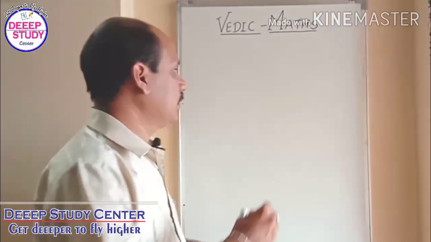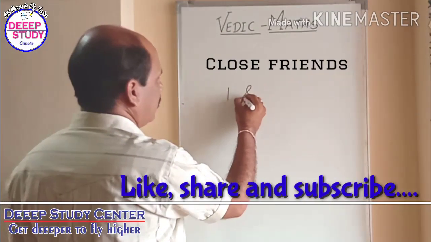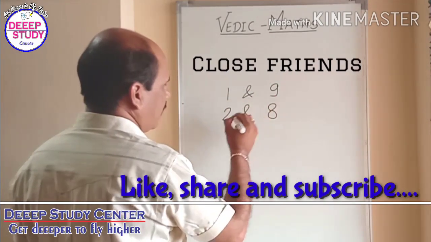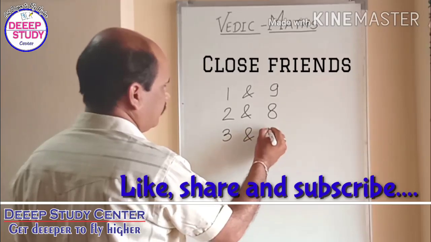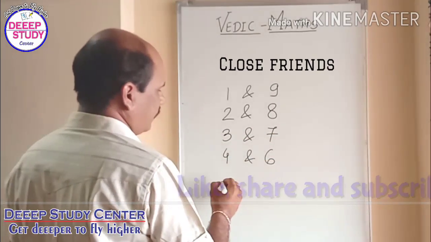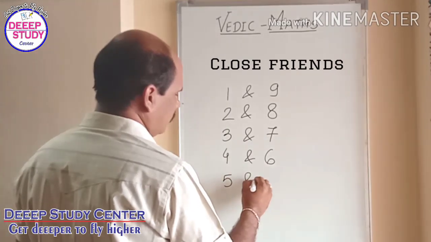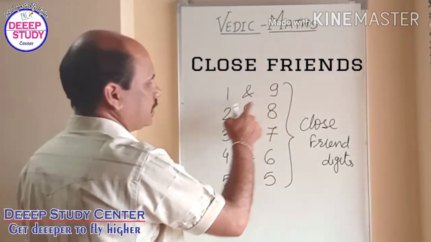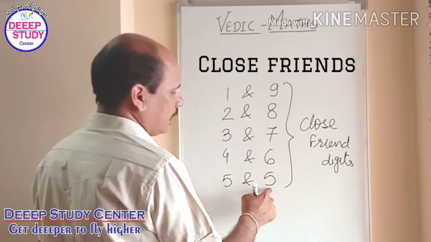So examples of close friend digits are 1 and 9, 2 and 8, 3 and 7, 4 and 6, 5 and 5. All these digits have the sum 10.